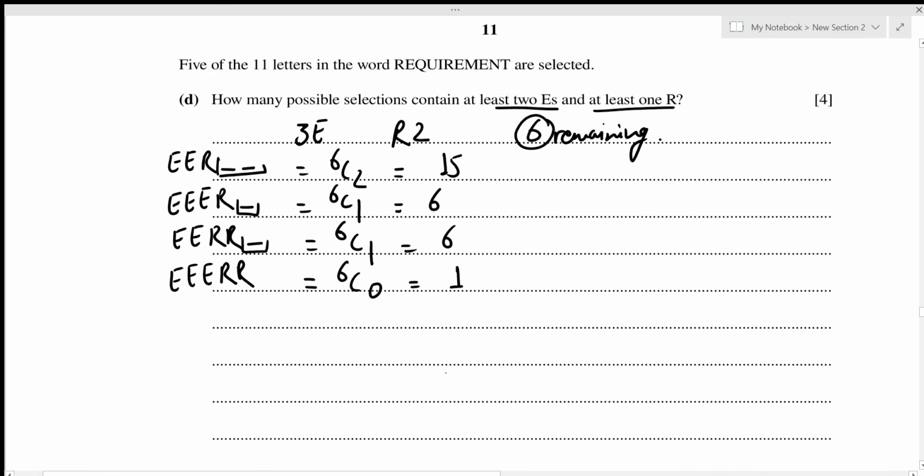So the number of possible selections is just going to be the sum of these 4 values, right? So possible selections is going to be 15 plus 6 plus 6 plus 1, which gives us the total value of 28.